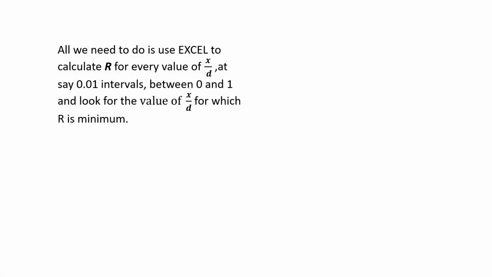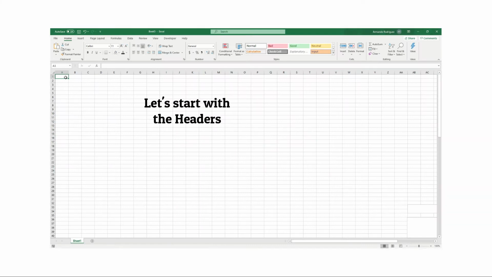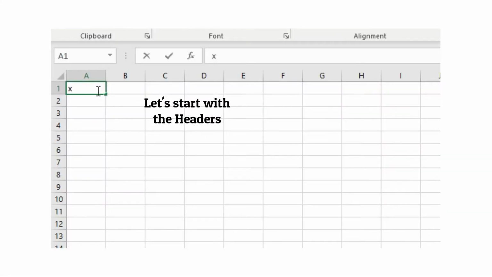All we need to do is use Excel to calculate R for every value of x over d at say 0.1 intervals between 0 and 1, and look for the value of x over d for which R is minimum. That's a piece of cake then. Let's go and open an Excel worksheet. Let's start with the headers. X over d on column A and R on column B.